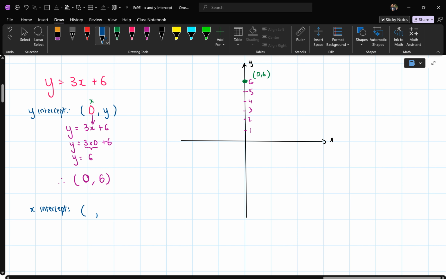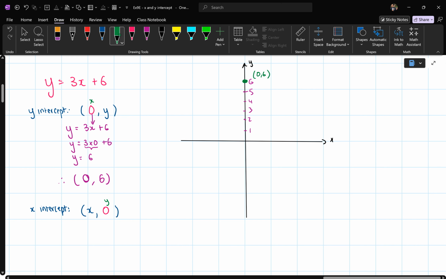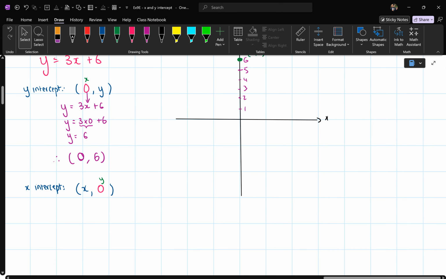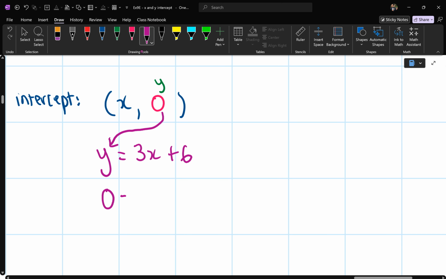The x-intercept occurs when, we notice the pattern, y is 0. The y coordinate is always 0. This is one of the facts. So according to the equation again, y equals 3x plus 6, we know that the y coordinate has to equal 0. So this is going to be 0. What we don't know is what x is.